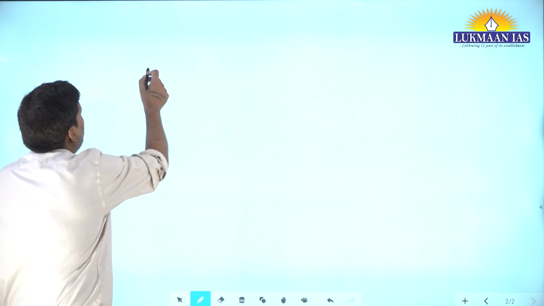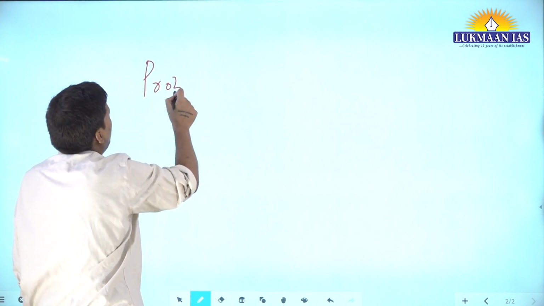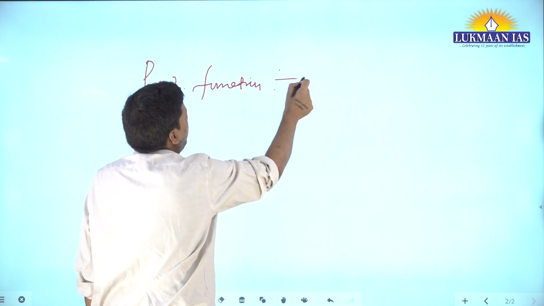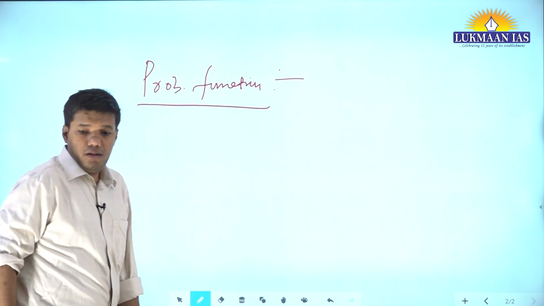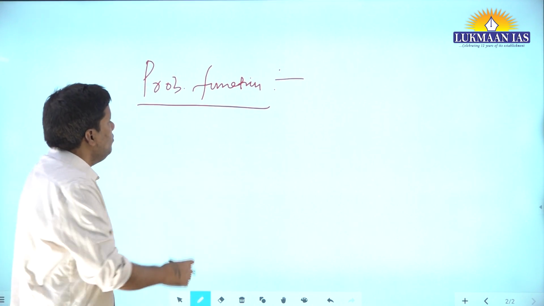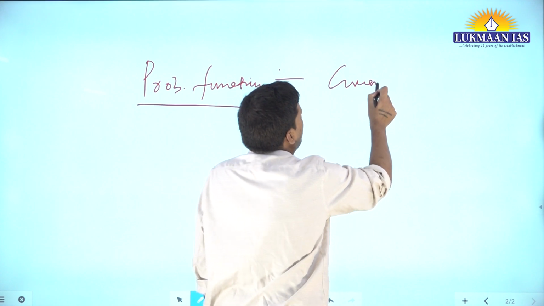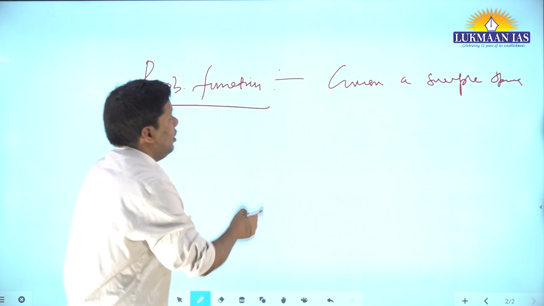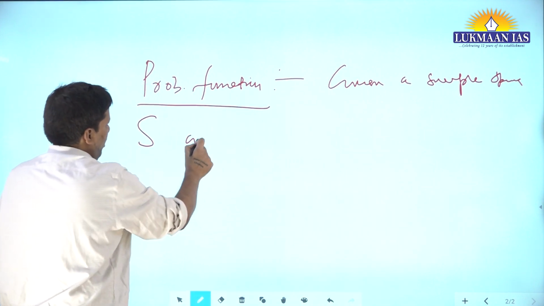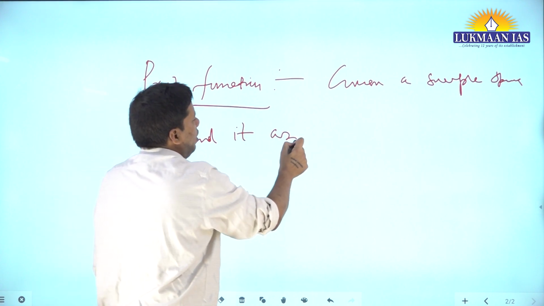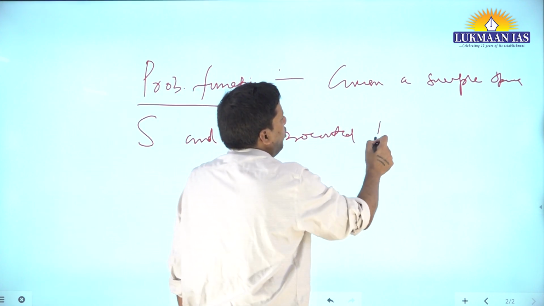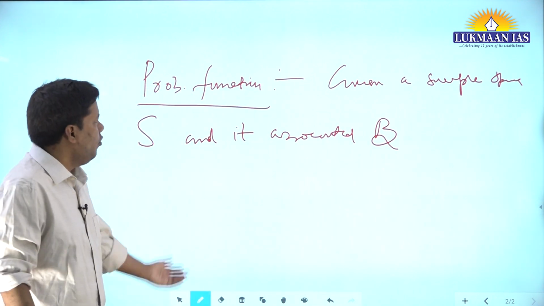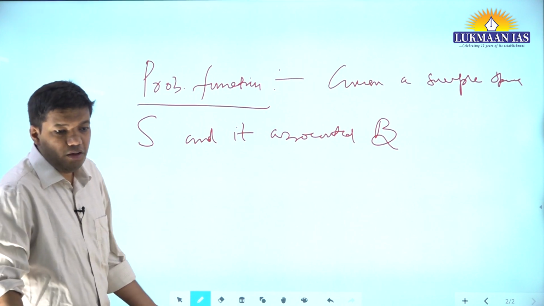The probability function you will define. Just write down: given a sample space S, and its associated Borel field, then the probability function has three properties. It's a simple property, right?